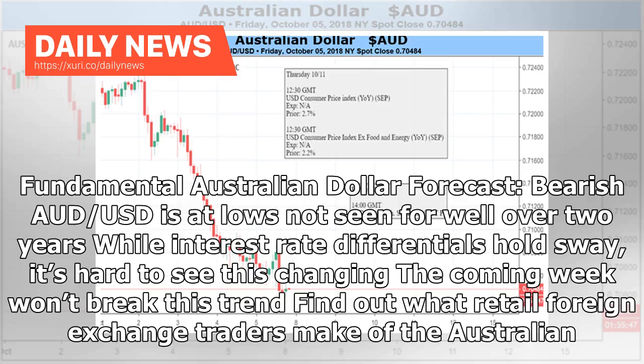Fundamental Australian dollar forecast: bearish. AUD/USD is at lows not seen for well over 2 years while interest rate differentials hold sway. It's hard to see this changing. The coming week won't break this trend.